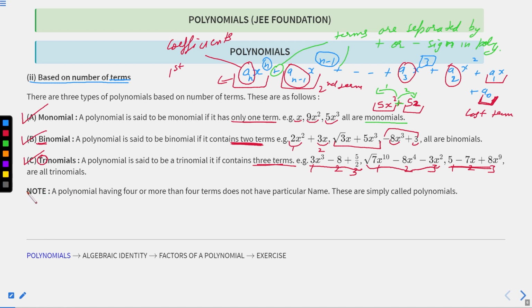Now there's another note for these types on the basis of terms: a polynomial having 4 or more than 4 terms does not have particular names. We just say polynomials. Okay, let's move to the next.